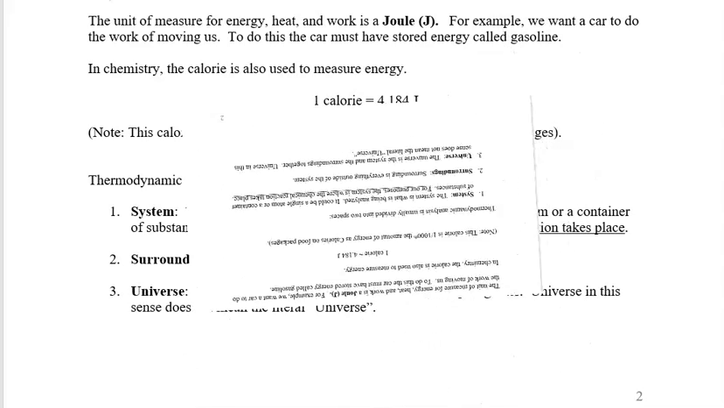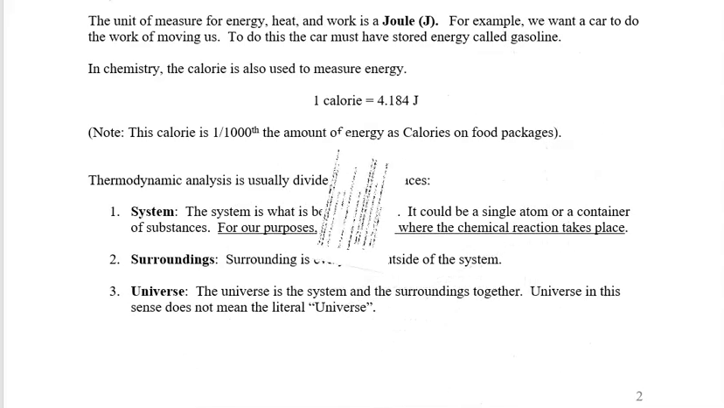So thermodynamic analysis is usually divided into two spaces. The system is what is being analyzed. It could be a single atom or a container of substances. For our purposes, the system is where the chemical reaction is taking place. Then outside of the system, or it could be in the same location, you have surroundings. Surroundings is everything outside of the system. It's outside of the place where the chemical reaction that we're studying is taking place.